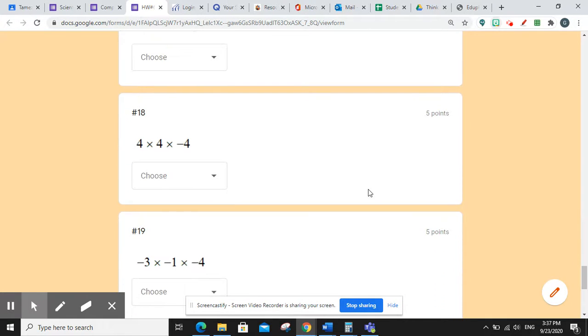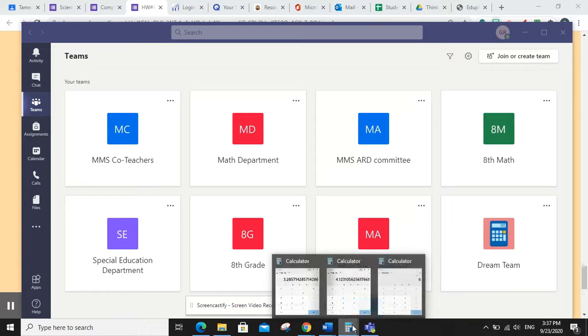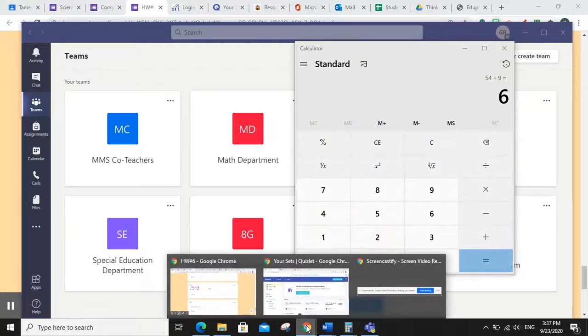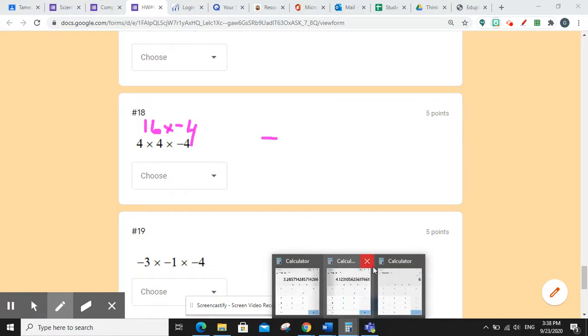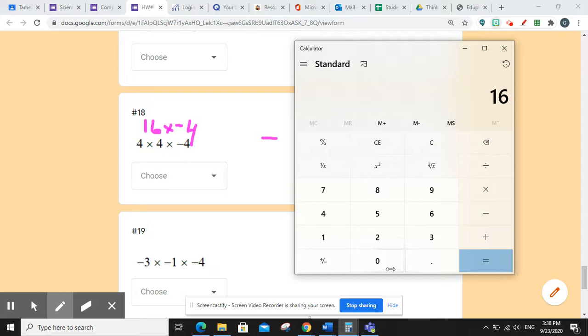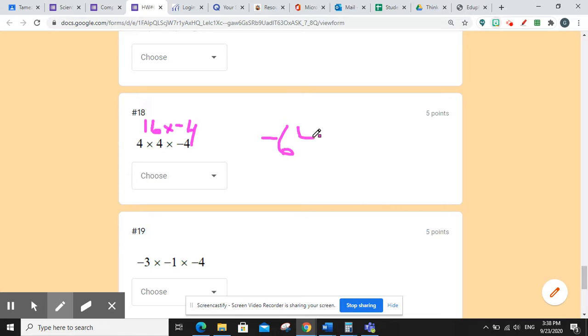And then let's try to do one that's kind of the opposite. We'll do this one here, number 18. A positive and a positive, we know it's going to be a positive. 4 times 4 is 16. And then 16 times negative 4. So now I have a positive and a negative. So what do I get? According to tic-tac-toe, a positive and a negative is going to give me a negative. What's 16 times 4? Let's take the calculator out. 16 times 4 is 64, and I know it's going to be negative, so this is negative 64.